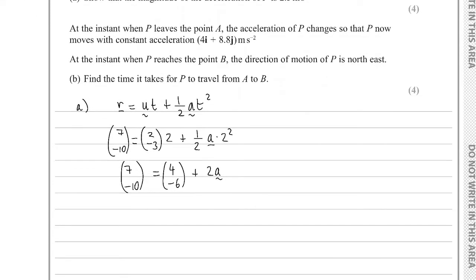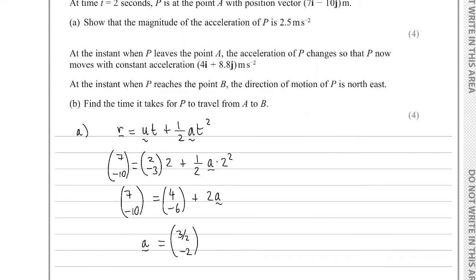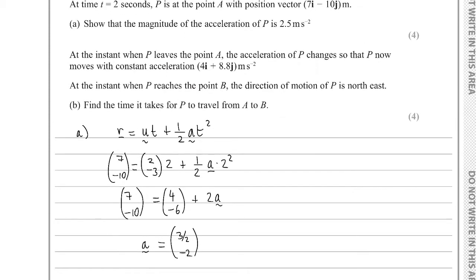And if we solve, we get a to be 3/2 minus 2. We are asked to find the magnitude of this acceleration. So the magnitude will be the square root of (3 over 2) squared plus (negative 2) squared, which is 2.5 meters per square second as required.